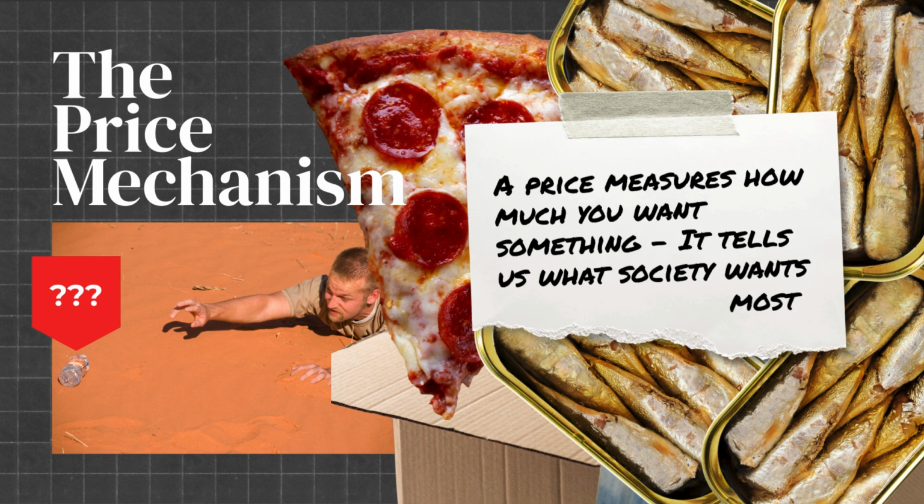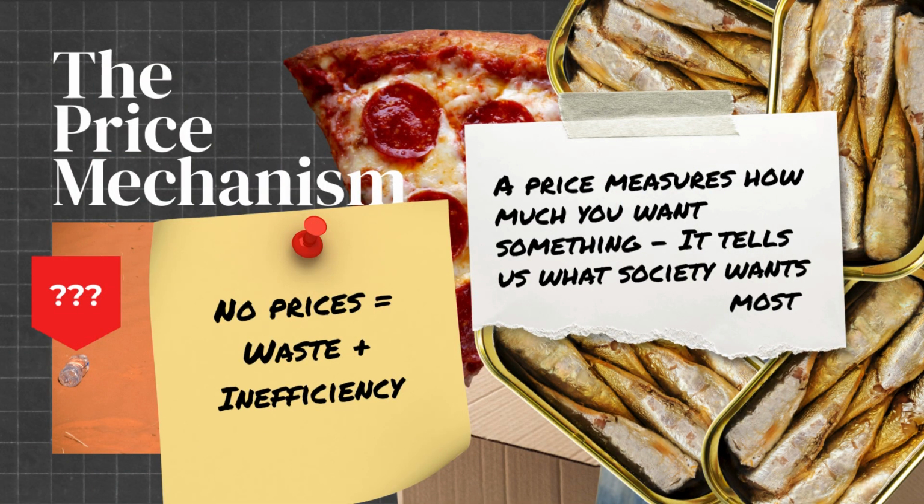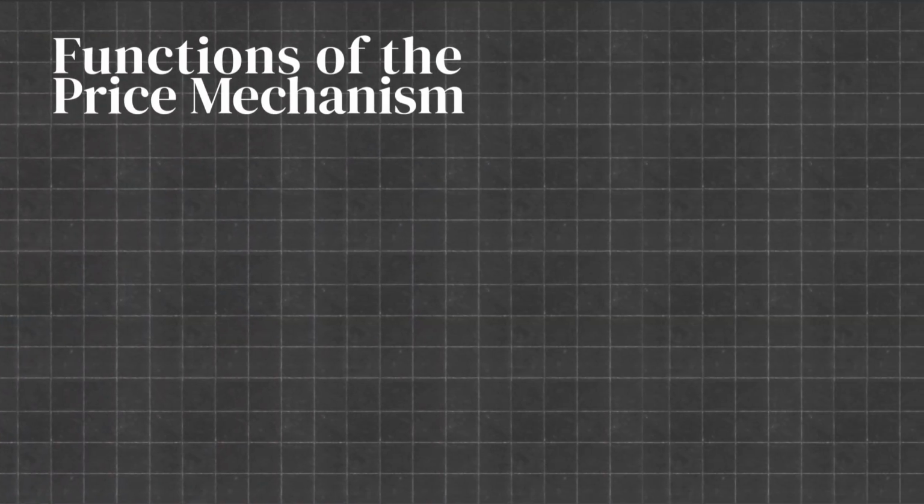The products that get the most votes are the ones that get produced more, and the products that get fewer votes get produced less. This is the price mechanism. It is the mechanism that moves the invisible hand of the market. Let's talk about how it works. The price mechanism works through several functions.